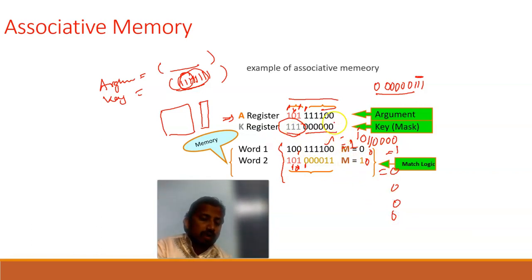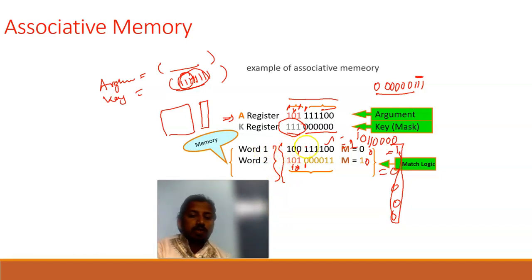So here, what I want to tell you is how many bits are there in the match register. The number of bits in the match register is equal to the number of words in the memory, because each word will give you either a 0 or 1 value. So the match register is equal to the number of words in the memory. And the argument register and the key register would be the same size.